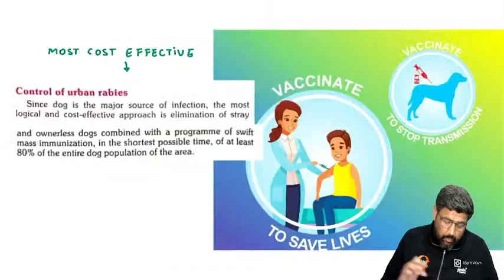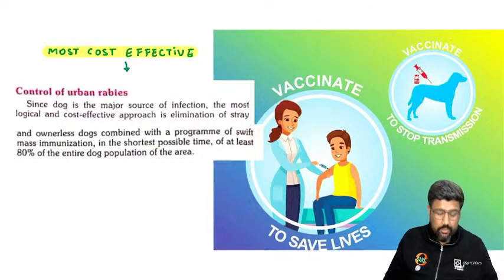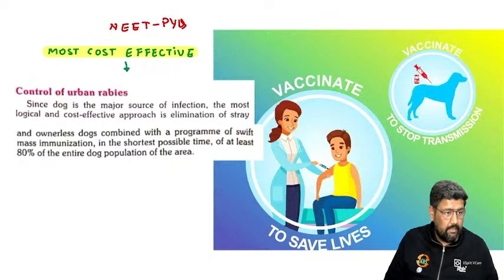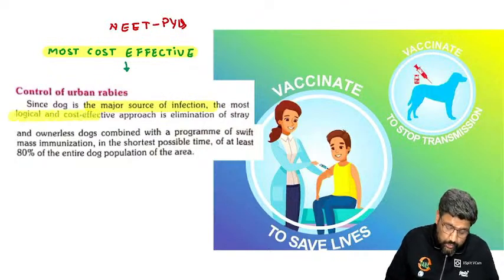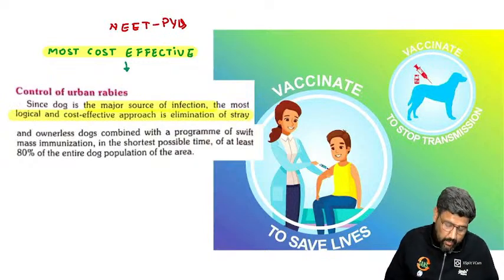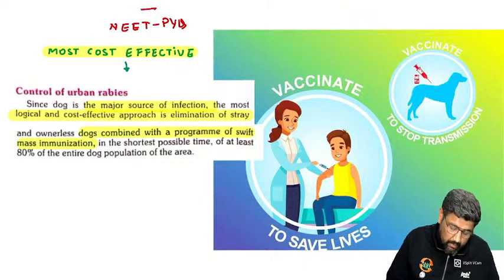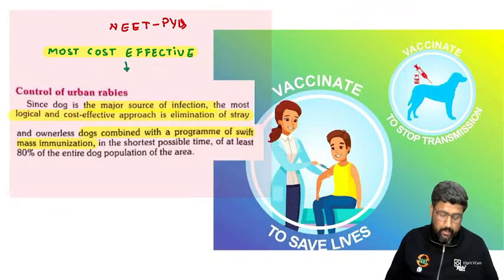Now coming to the next one. Sometimes a question arises: most cost effective. This question is arising because this is a Neet PYQ. The PARK textbook says, since the dog is the major source of infection, the most logical and cost effective approach is elimination of stray dogs combined with mass vaccination of the dogs. Right? Why am I telling you this? Because this is a PYQ. It was previously asked in Neet PG. Right? Sorted? Can I go ahead?